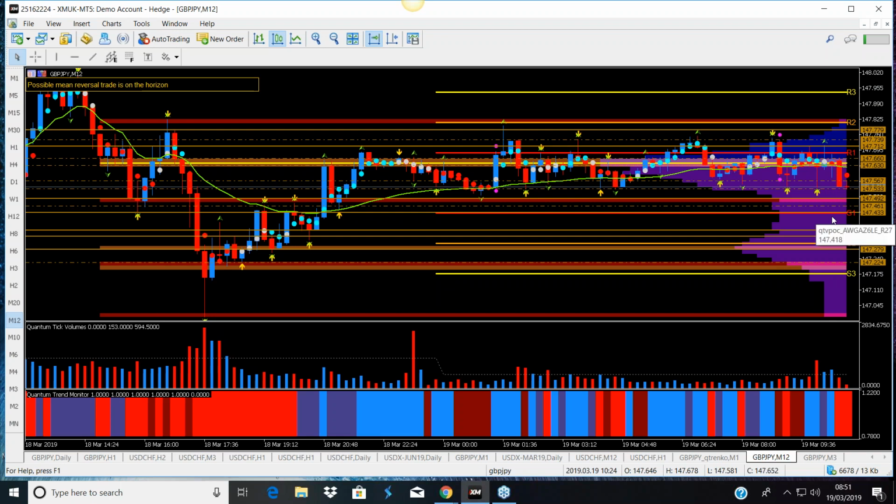So it's a low volume node that would go through reasonably quickly, but it has to be supported by lots and lots of participation, lots and lots of activity, as it were. So from a support and resistance perspective, it's quite a tricky picture for the pound yen.